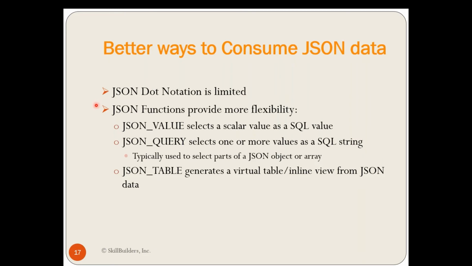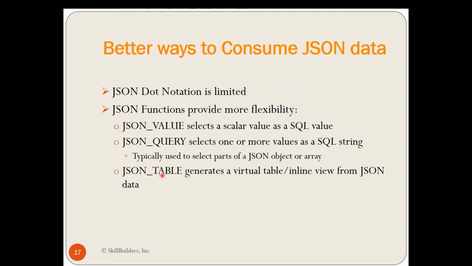Okay, better ways to consume JSON. JSON dot notation we know has limitations, so Oracle provides you with functions: JSON_VALUE, JSON_QUERY, and JSON_TABLE. Those are the three key functions. JSON_VALUE drills down and selects a single value anywhere in your JSON document. If you need more than a single value, like a piece of this JSON structure, you can use JSON_QUERY, and it returns that as a JSON object as a SQL string. So it looks like JSON though.